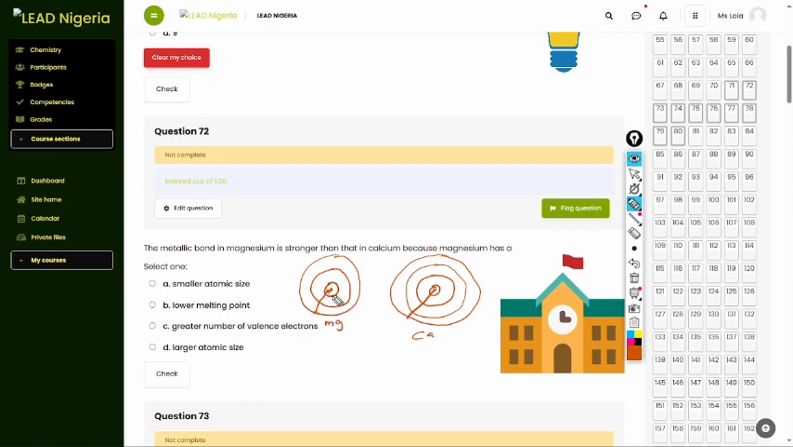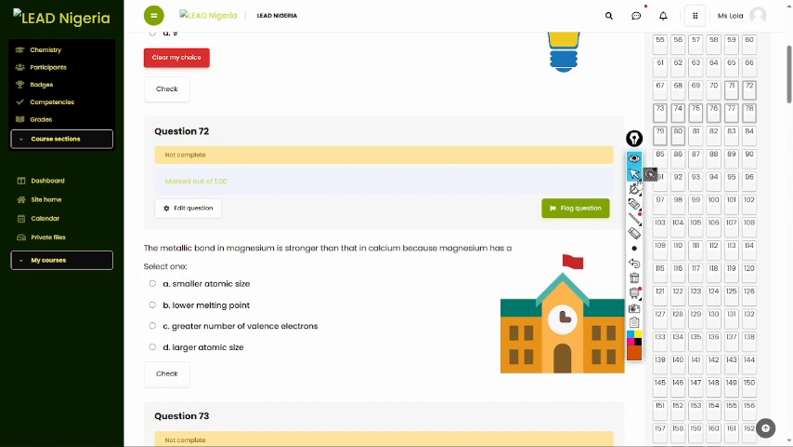So magnesium will have a stronger metallic bond because the atomic size of magnesium, or the atomic radius, is smaller. So in this option the correct answer is A. Magnesium has a smaller atomic size, which means that the electrons in magnesium are more closely attracted to the nucleus than calcium. So the correct answer is A.